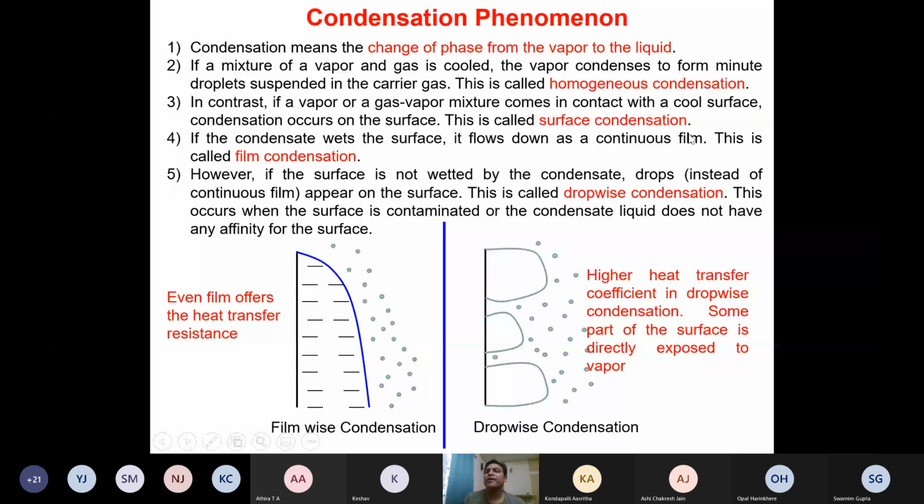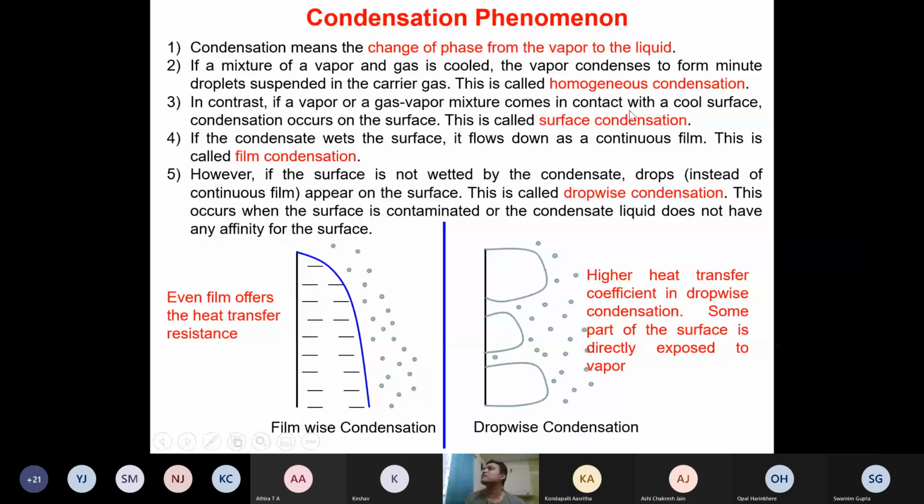If a mixture of vapor and gas is cooled, the vapor condenses to form minute droplets suspended in the carrier gas. This is called homogeneous condensation. So homogeneous condensation is nothing but formation of the droplets in the carrier gas itself. But when this condensation takes place on some cool surface, then that condensation is referred to as surface condensation. In contrast, if a vapor or a gas-vapor mixture comes in contact with a cool surface, condensation occurs on the surface, and this is referred to as surface condensation.